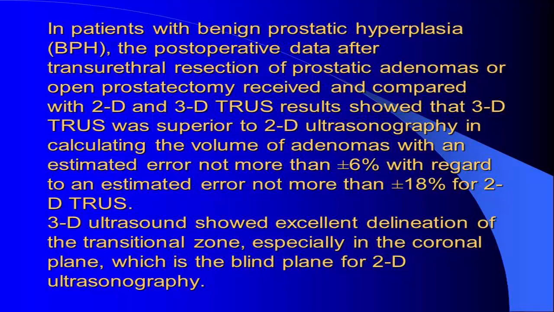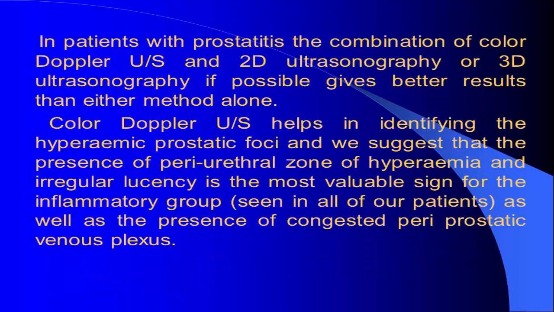In cases with BPH, 3-dimensional transrectal ultrasonography was superior to 2-dimensional ultrasonography in calculating the volume of adenomas, with an estimated error not more than plus or minus 6%, with regard to an estimated error not more than plus or minus 18% for two-dimensional ultrasonography. In patients with prostatitis, the most valuable signs observed with power Doppler ultrasonography and 3-dimensional ultrasonography are accentuated periurethral halo of lucency, periurethral hyperemia, and congested periprostatic venous plexus.